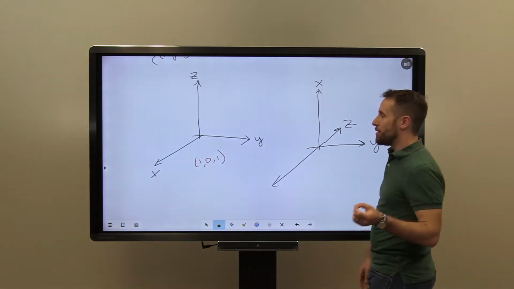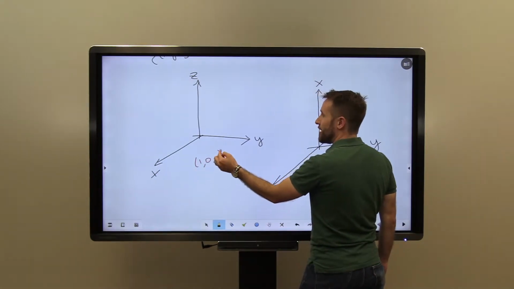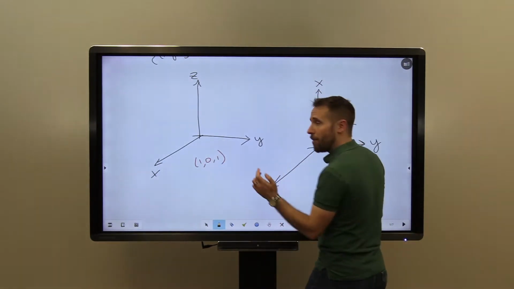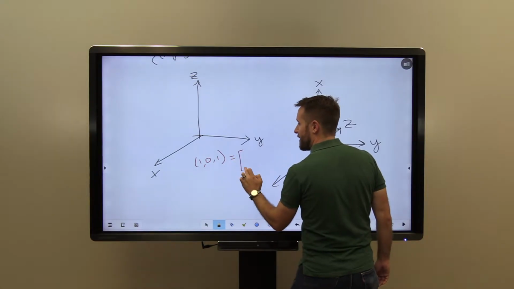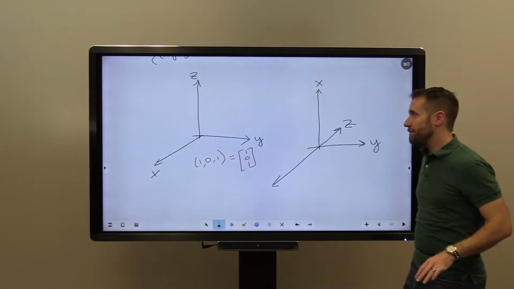Right? The vector 1, 0, 1 will be the vector with 1 in the x direction, 0 in the y direction, and 1 in the z direction. I could also equivalently label that using my column vector notation, so 1, 0, 1. Both of those are totally fine.